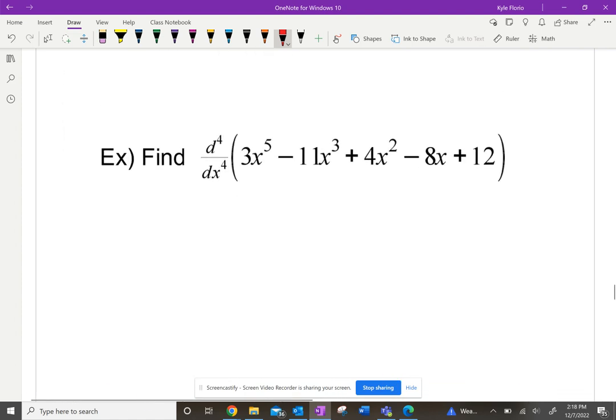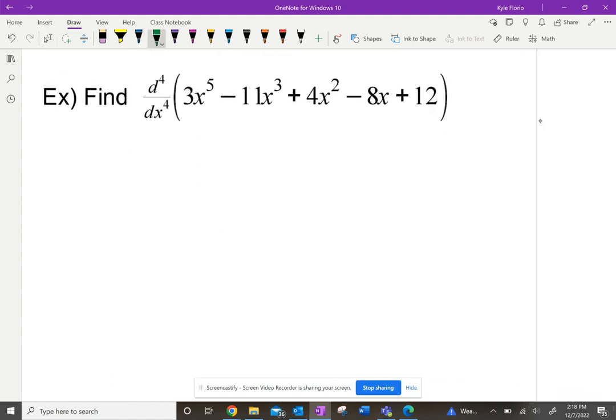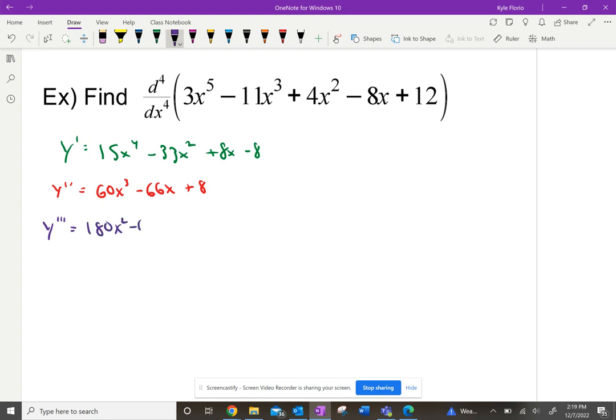And I think this is the last one. So find the fourth derivative, and you guys could probably do this one on your own at this point. So find the first derivative, then we'll find the second, third, fourth derivative, and be done. So the first derivative: 15x to the fourth minus 33x squared plus 8x minus 8. The second derivative is going to be 4 times 15, which is 60x to the third minus 66x plus 8. And now let's find the third derivative. 3 times 60 is 180x squared minus 66.